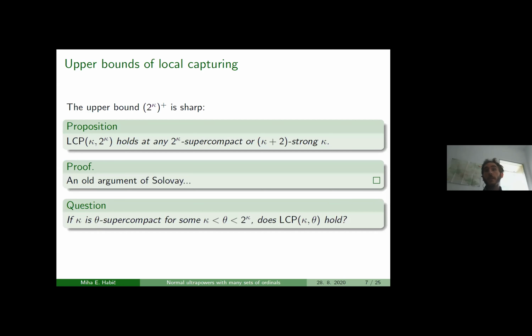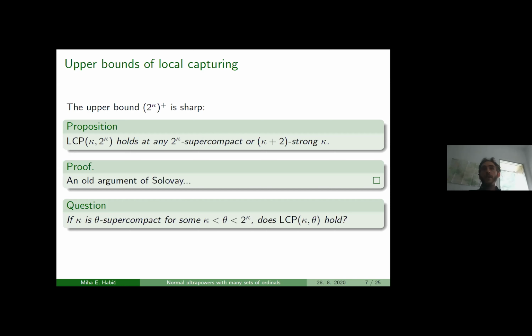So our argument seems to rely crucially on full 2 to the kappa supercompactness, and then we get the strongest possible conclusion from that. But we don't know if we were willing to settle for a weaker conclusion, whether we could start with a weaker hypothesis as well. All right.